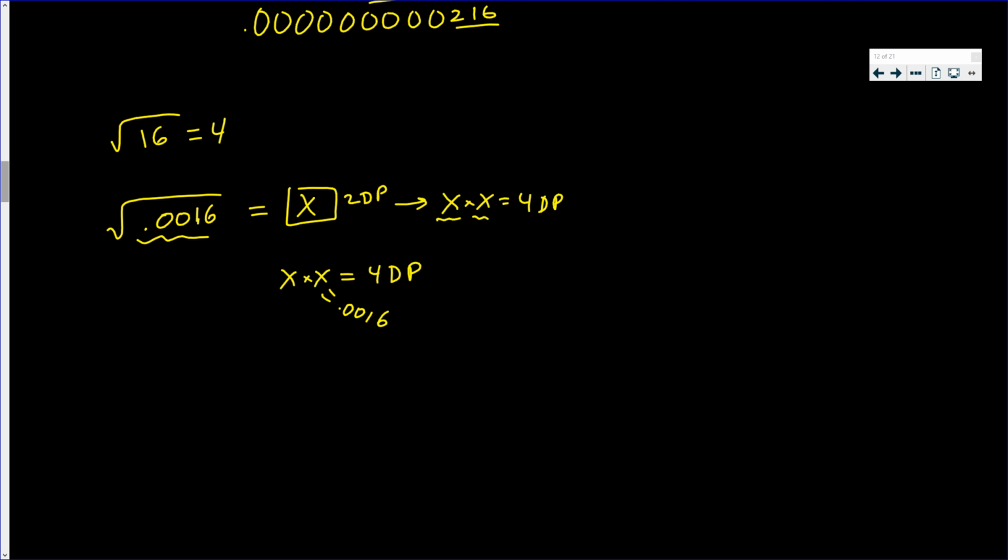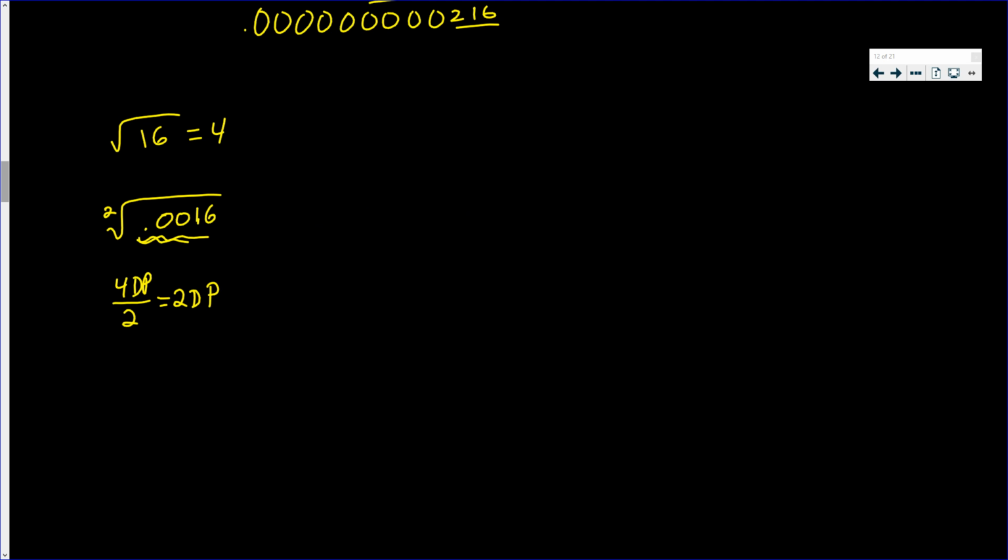Okay, basically what you can do is, there's a 2 here, you take the 4 decimal places and you divide by 2, and your answer will be 2 decimal places. And your answer, up to putting some zeros in, is 4. Since it has to be 2 decimal places, the answer is 0.04.